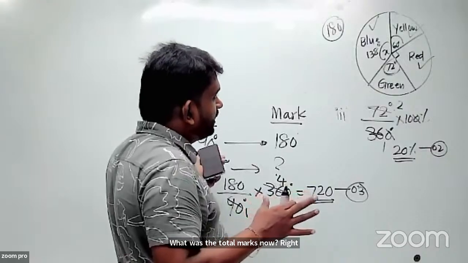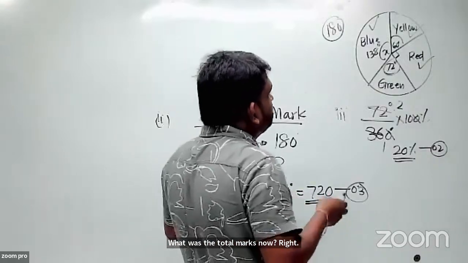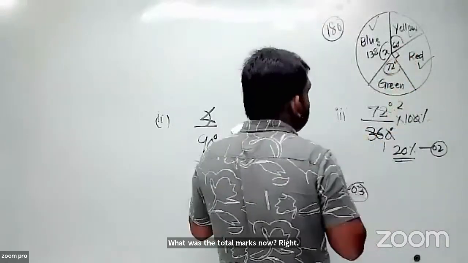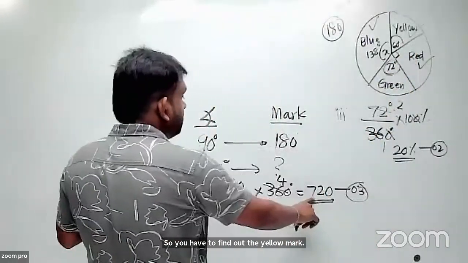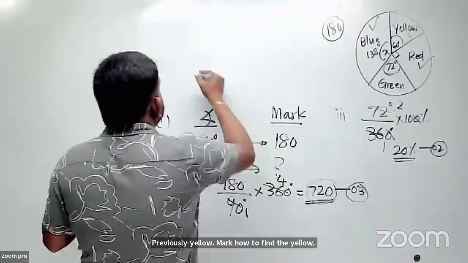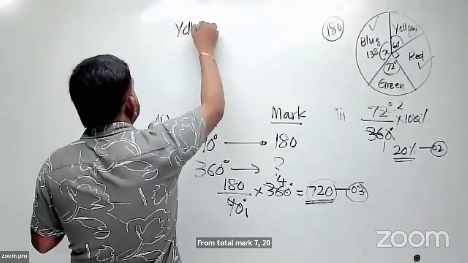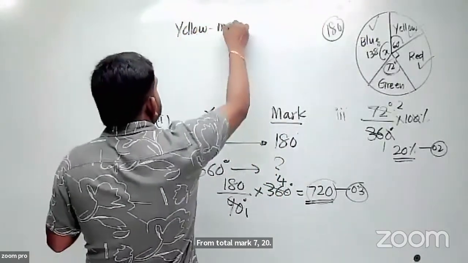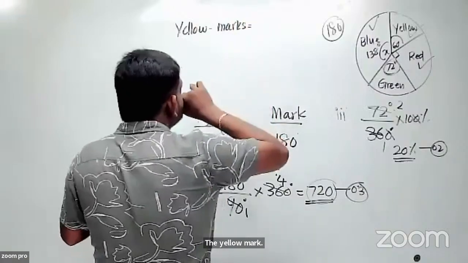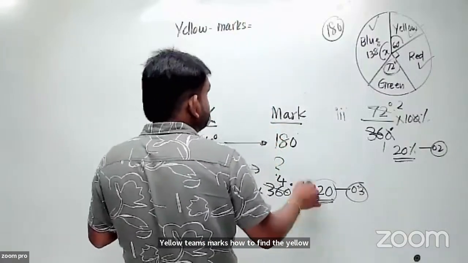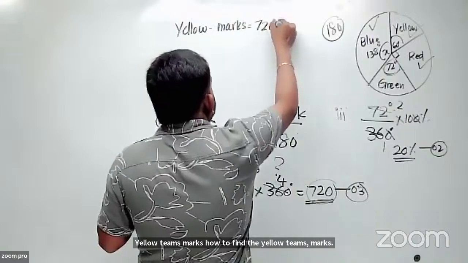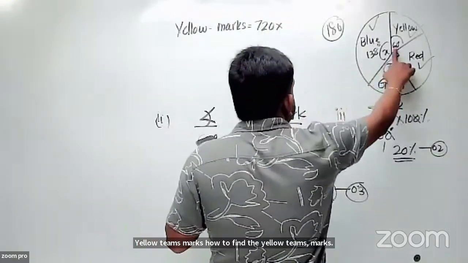So you have to find out the yellow mark previously. How to find the yellow mark? From total mark 720, the yellow team's marks. How to find the yellow team's marks? Total is 720. Of that, how much of a portion is it?